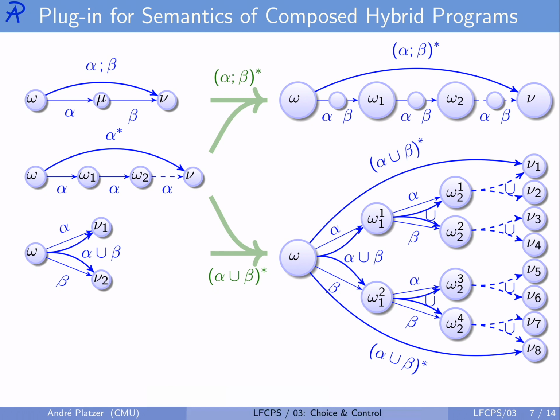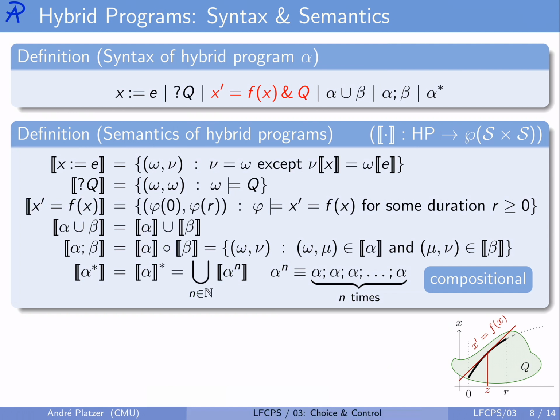But of course, at this point, it should be apparent to you that while these transition diagrams are very useful to support our intuition, we also have to become very precise about the mathematical characteristics of it. So let's define exactly that. The true semantics of a hybrid program, the semantics bracket function, is a function that associates with every hybrid program a relation from initial state to final state. In other words, a set of pairs of states, initial state, comma, final state.